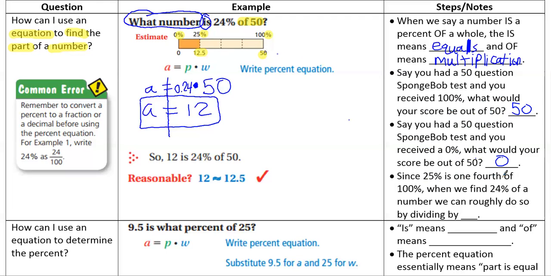Since 25% is 1/4 of 100%, when we find 24% of a number, we can roughly do so by dividing by 4. That's how we got from 100 to 25, 50 to 12.5, we divide by 4.